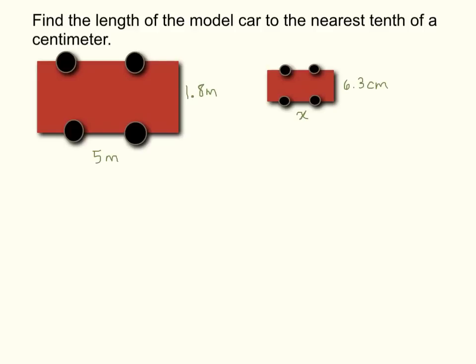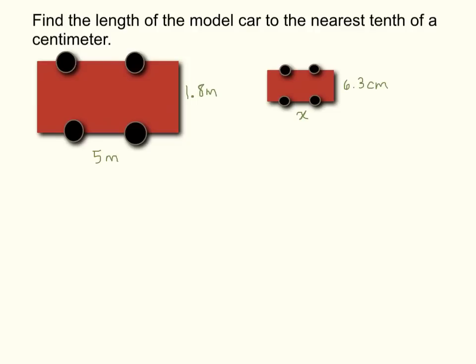Let's do one more example, and this is a real-life example. We want to find the length of the model car to the nearest tenth of a centimeter. The real car is 5 meters by 1.8 meters, and the model car is 6.3 centimeters, and we're trying to find this length here. We're going to assume that these two are similar to each other, so what we need to do is set up a ratio.